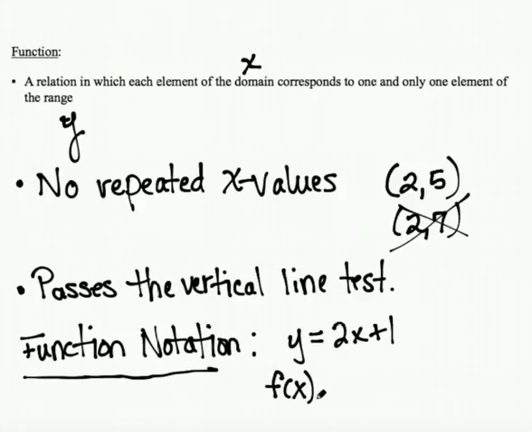That is function notation. f of x is equal to 2x plus 1. All right, it means the same thing as y. We're just stating that we have a function of x, meaning we're plugging in x values and we're going to get y values out.